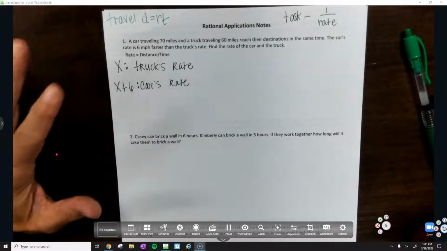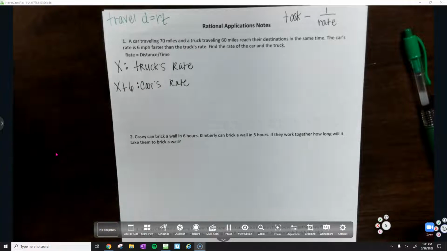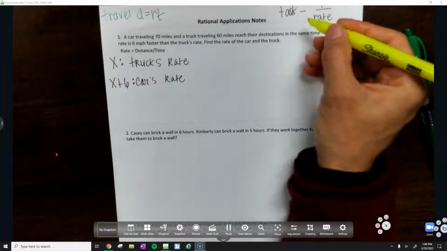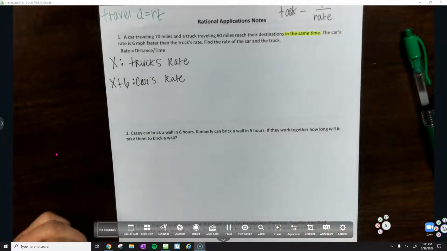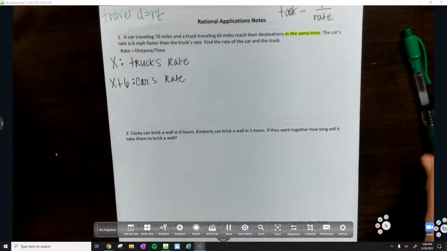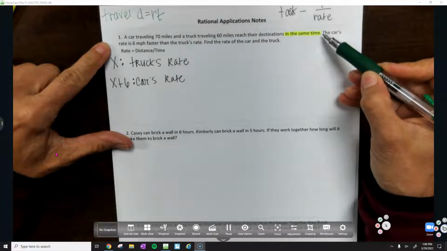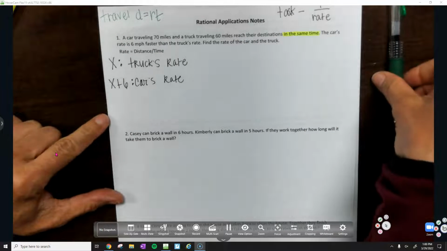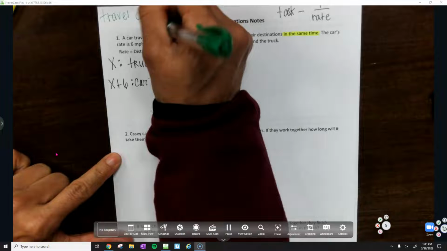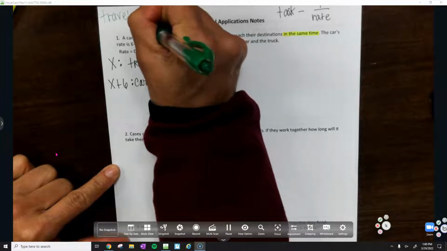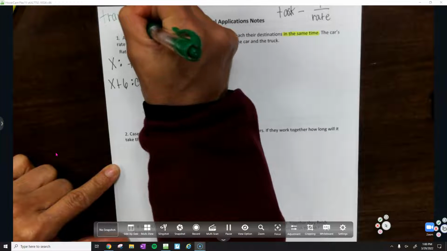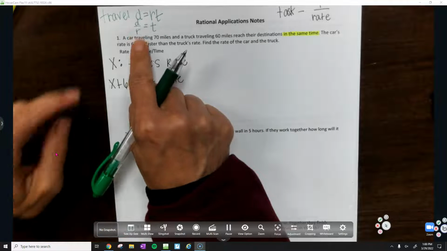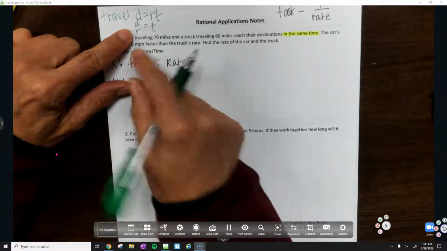Also, we need to figure out how to actually set up the equation. Remember, the equation is equaling something. Since both of them traveled to their destination in the same time, we are going to set their times equal to each other using this formula. So, since we know that distance equals rate times time, if I divided both sides of this equation by the letter R, we would get the time expressed as a fraction, which is going to be distance over the rate.